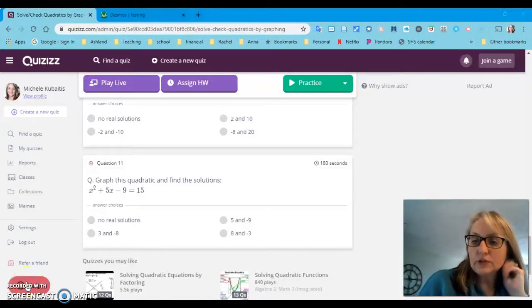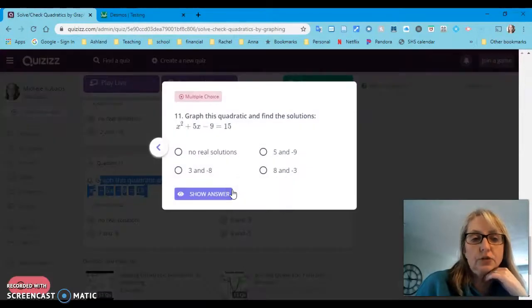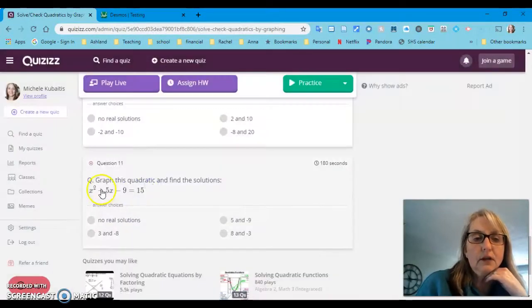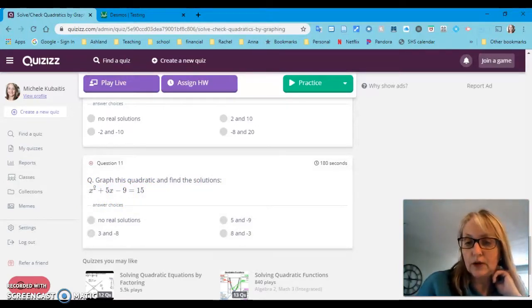Hey everybody, I'm going to show you how to do the quizzes that we have posted this week for practicing solving quadratics. One of the things it asks you to do is to graph a quadratic and find the solutions. So if you are having a problem like this, it says graph this quadratic, find the solutions, x squared plus 5x minus 9 equals 15. The first thing you have to do is get it into standard form. So let me switch over and show you how I do that.